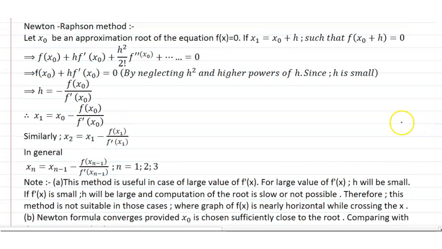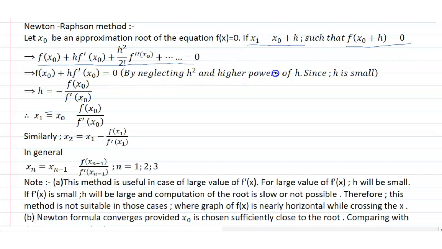Now I will discuss the Newton-Raphson method. Let x0 be an approximate root of the equation f(x) equals 0, and x1 equals x0 plus h. If f(x0 plus h) equals 0, then by Taylor's theorem we get f(x0) plus h f dash x0 plus h square by 2 factorial f double dash x0.